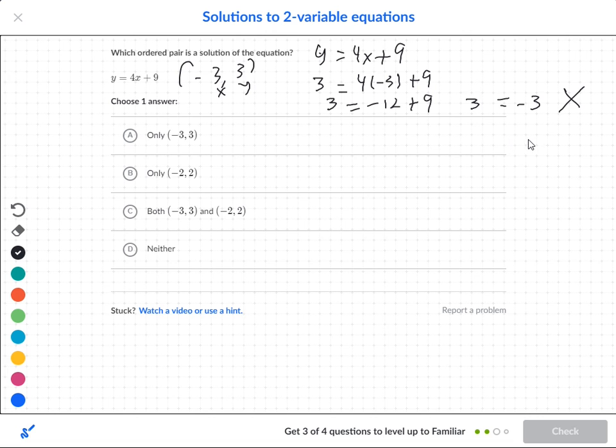So now let's do the same thing, but this time let's use negative 2, 2. So there's my x and there's my y. So I'm going to say 2 is equal to 4 times a negative 2 plus 9. This is a negative 8 plus 9, so this is 2 is equal to 1. They're not the same number. So this time both of them failed. It didn't give me the same number on both sides. So my choice here would be neither.